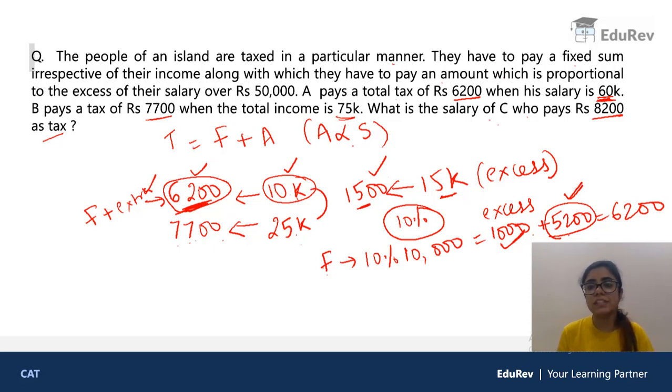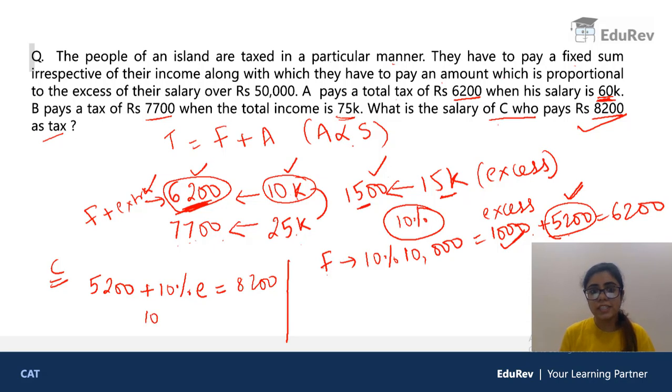Now they are saying what is the salary of C who pays 8,200 as tax. He is paying 8,200 as tax. Now understand, if you talk about C, look, 5,200 is the fixed money he has to pay, irrespective of whatever his income is, 5,200 up to 50,000. Plus whatever is the extra money he is making, on that he has to pay 10%. So that is 10% of extra. This is equal to the total tax he is paying, and the total tax he is paying is 8,200.